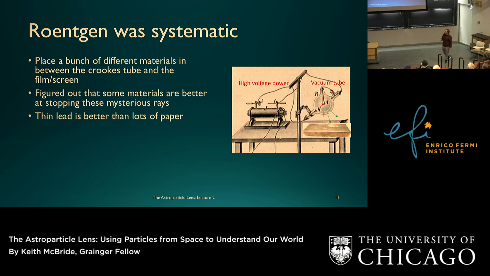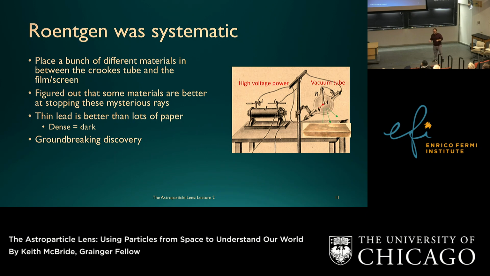And so this is how he figured out that the density of the material here was stopping the X-rays, right? It was preventing the X-rays from shining on my screen from the Crookes tube. And this is a groundbreaking discovery at the time.